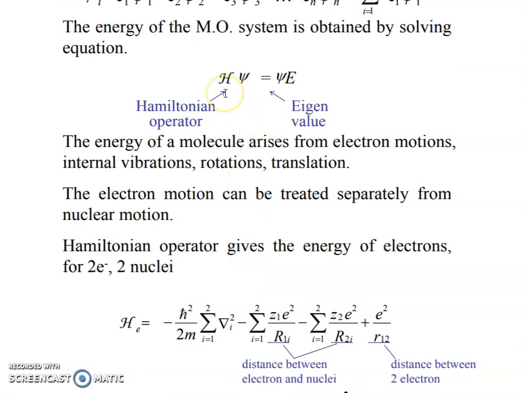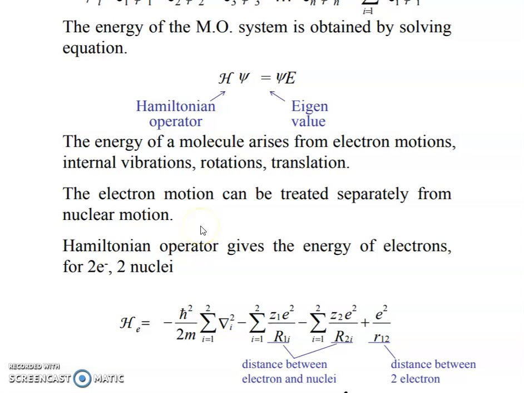You know, this is a very famous equation: H psi is equal to E psi. Here H is the Hamiltonian operator and E is the eigenvalue. The energy of a molecule arises from electron motion, internal vibration, rotation and translation.